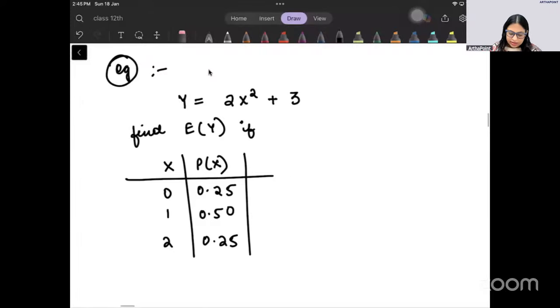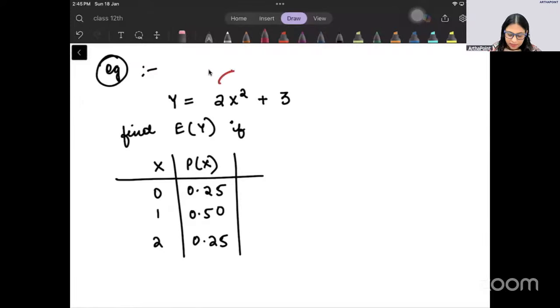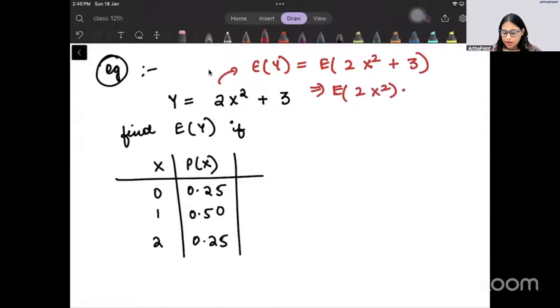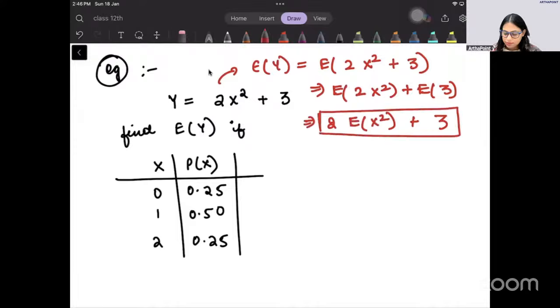तो कैसे करेंगे ना? I'm just giving you a hint here. So expectation of y will be expectation of 2x square plus 3. This will be expectation of 2x square plus expectation of 3. Constant का expectation constant रहता है. यहाँ पे coefficient comes out. This will be 2 expectation of x square plus 3. ठीक है? You have to find expectation of x square, multiply it with 2 and then add 3.